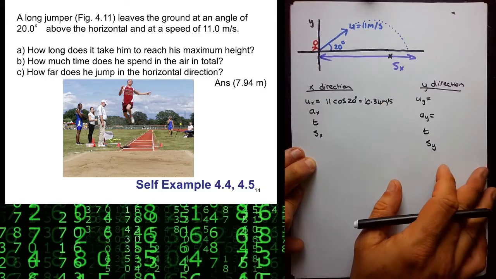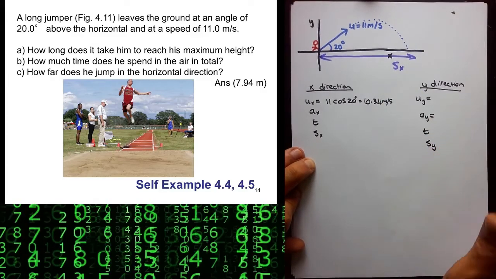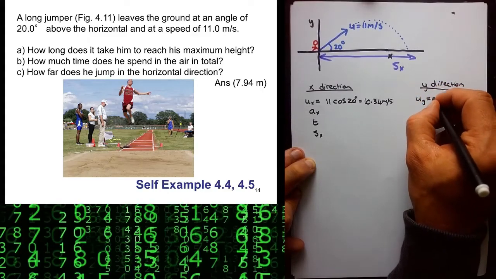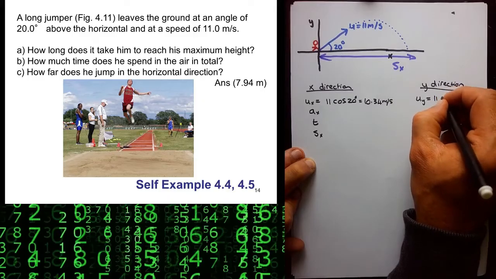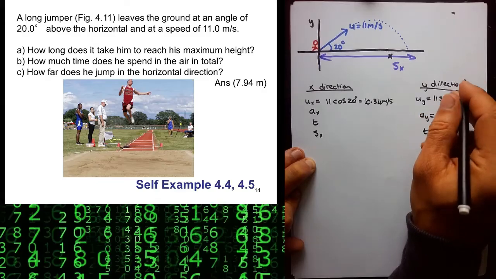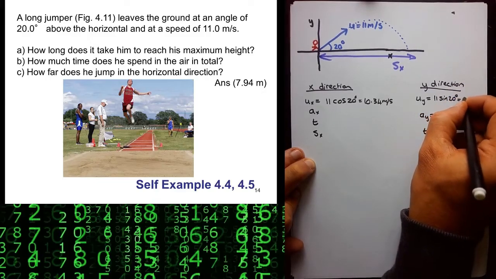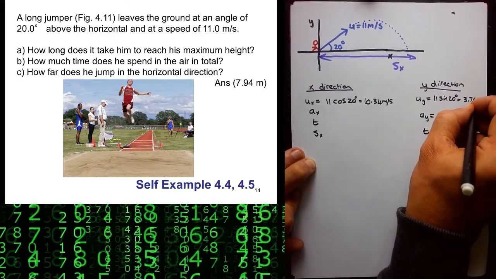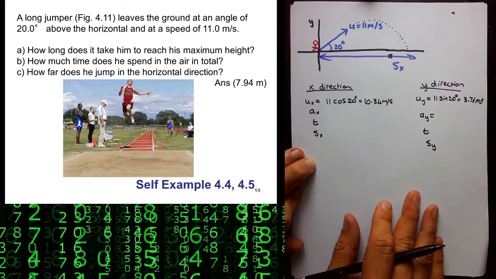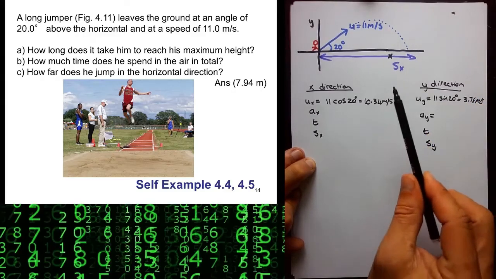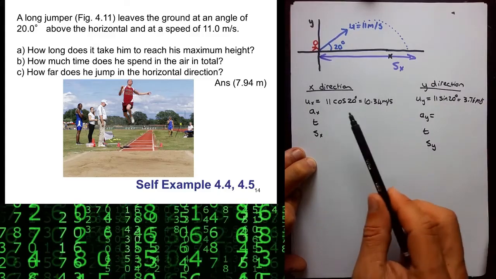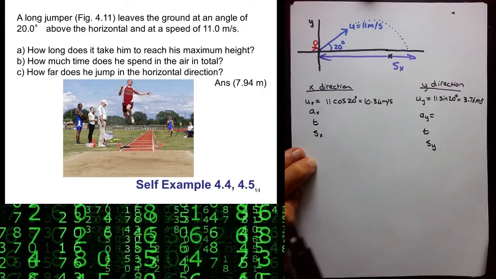Similarly, something we can calculate is the initial velocity in the y direction. This will be 11 sine 20 degrees. If you calculate that out, you'll see that it is equal to 3.76 meters per second. So in this type of projectile motion calculation, we always split it into the x direction and the y direction, and the first thing we do is calculate the x and the y components.